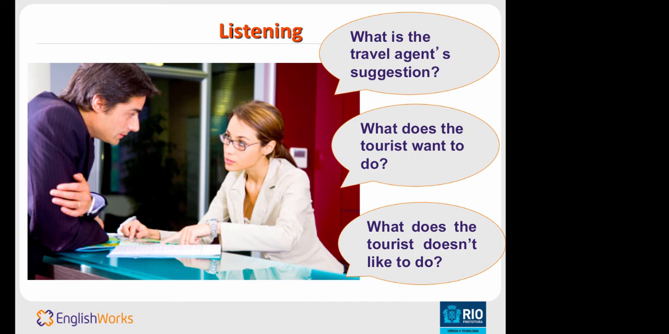Okay, what does the tourist want to do? Do you know? Did you understand? Okay, now we're going to listen for the third time, and we're going to answer: what does the tourist not like to do? What he doesn't like to do? Okay? I like to swim, but I don't like to run. What does the tourist not like to do? Okay? Are you ready?